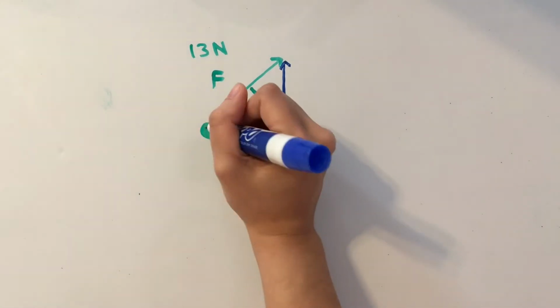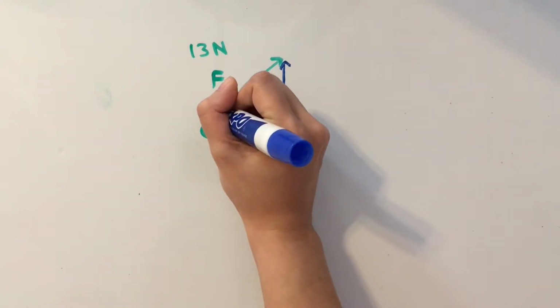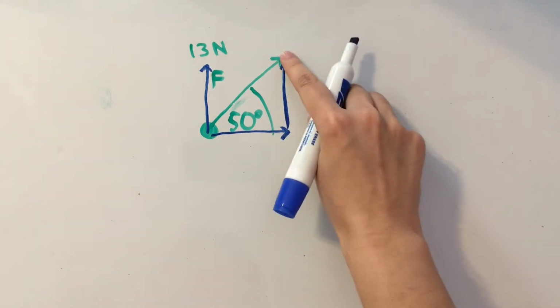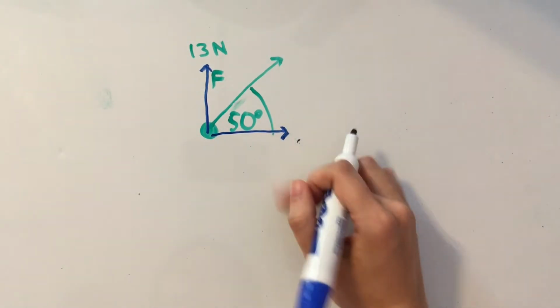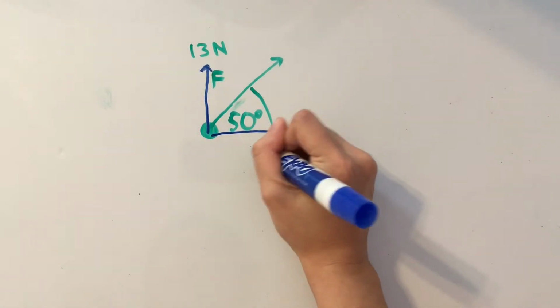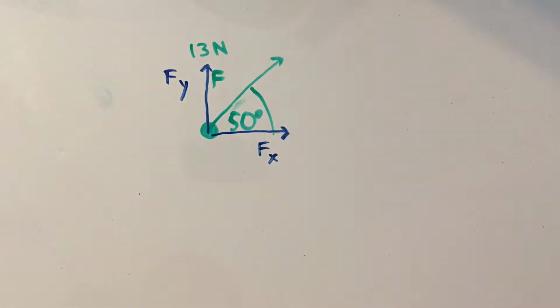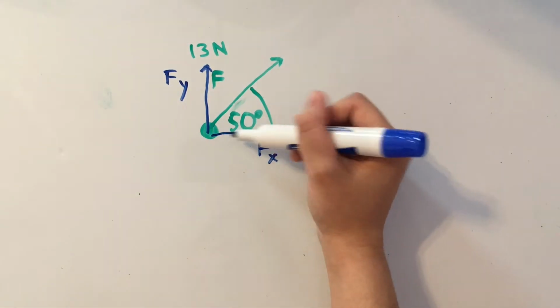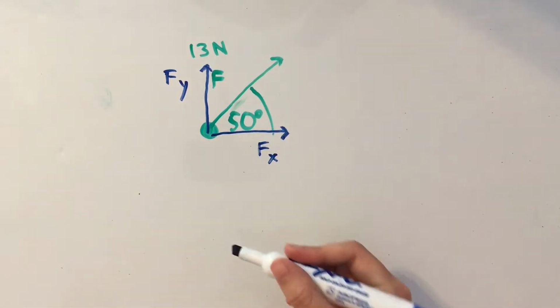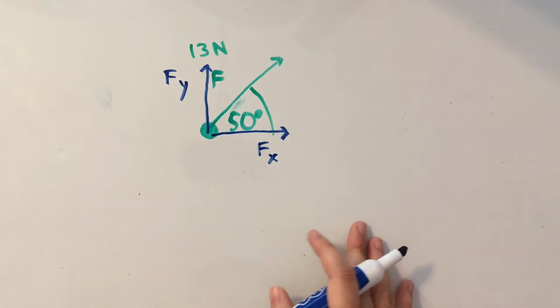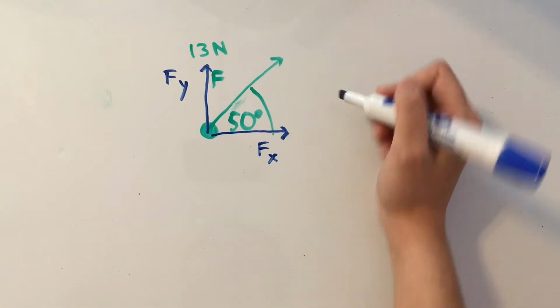And if we start from this origin, we can also move it to here. So this would be the force's x component, and this would be the force's y component. Now, if we want to find the magnitudes of the x and y components, we'll need to use trigonometry. And that's actually not that hard.